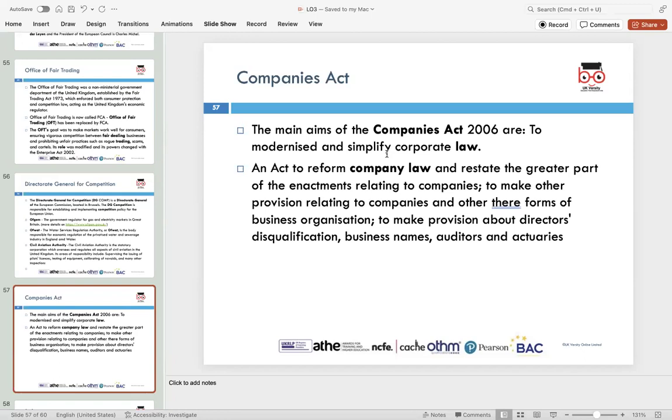forms of businesses and organizations, to stipulate provisions on the disqualification of company directors, business names, auditors, and actuaries.